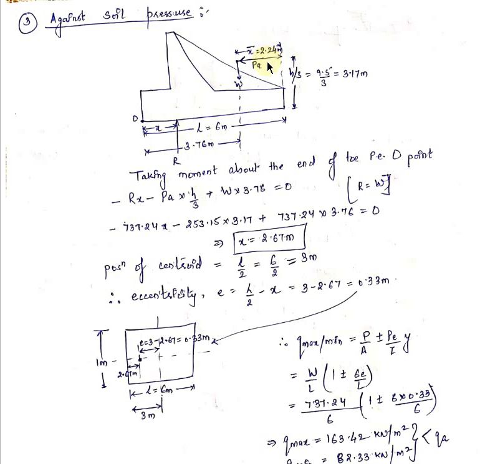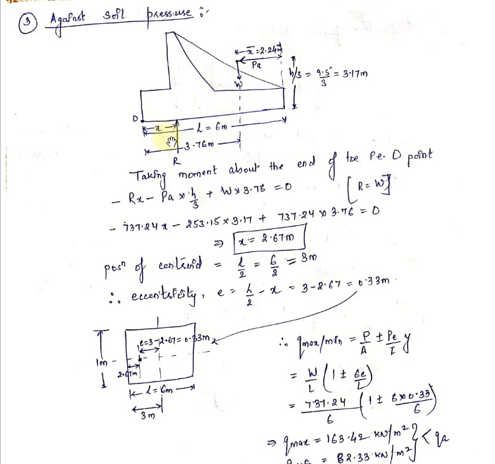Then the second force is PA. PA will also take point O in the anti-clockwise direction. So minus PA into the perpendicular distance of PA from point O, which is h by 3. So minus PA into h by 3, plus W. W is acting in the downward direction, so this force will take point O in the clockwise direction, and for clockwise we take positive.